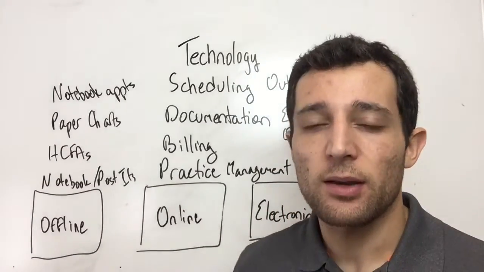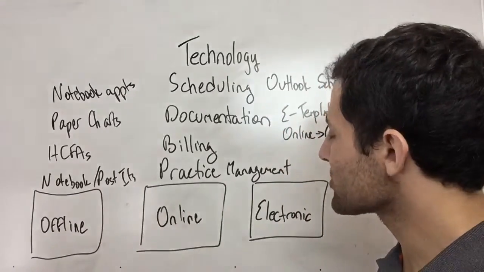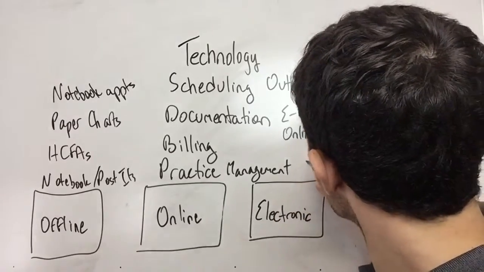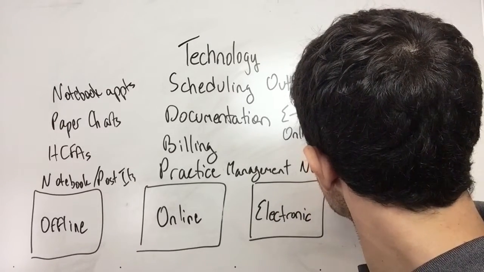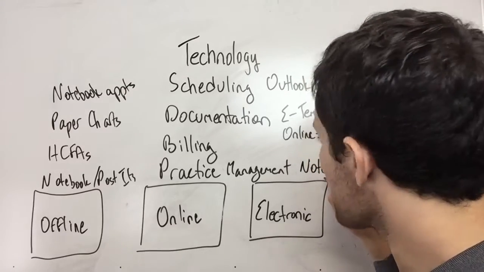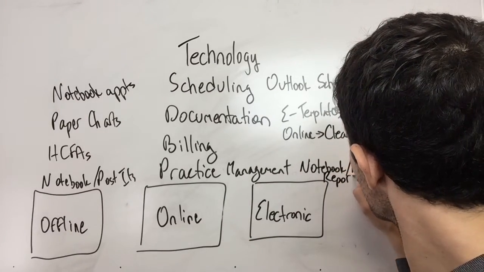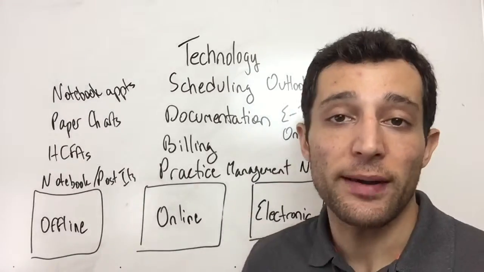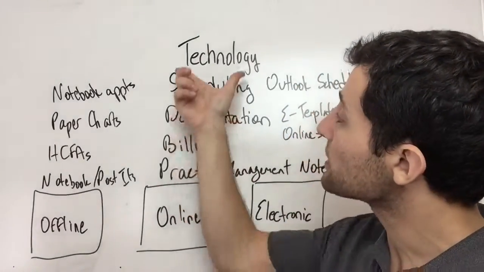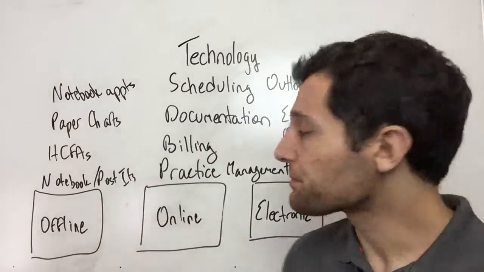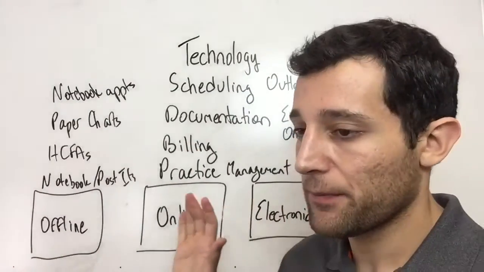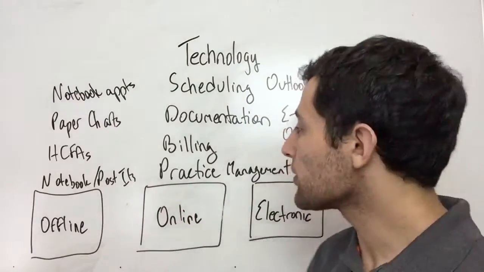So for practice management, unfortunately, with electronic systems that aren't online, you're still going to see this notebook Post-it situation. But what you might see in addition to that is the reporting, right? The reporting story that you'll hear when solutions try to lump practice management into scheduling, documentation, and billing. And so what you'll see is a combination of the offline model and the reporting from the electronic model.